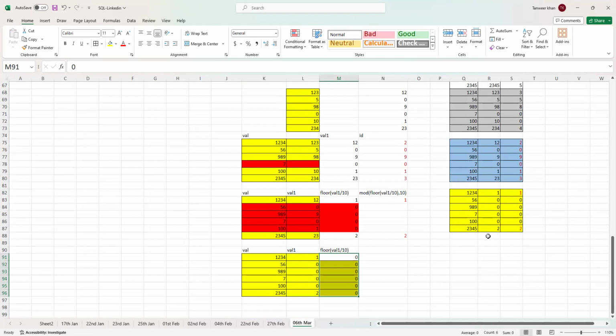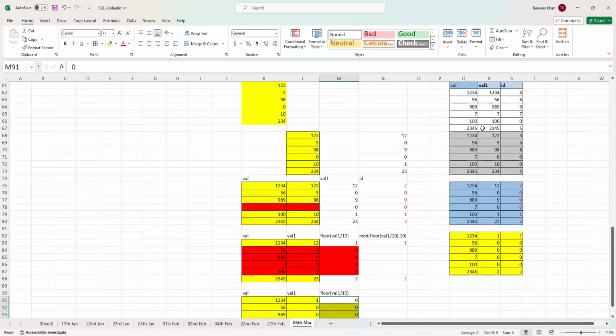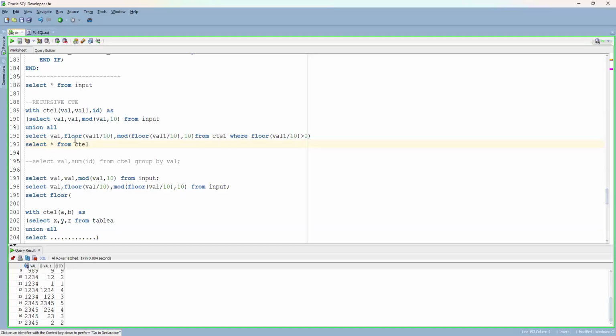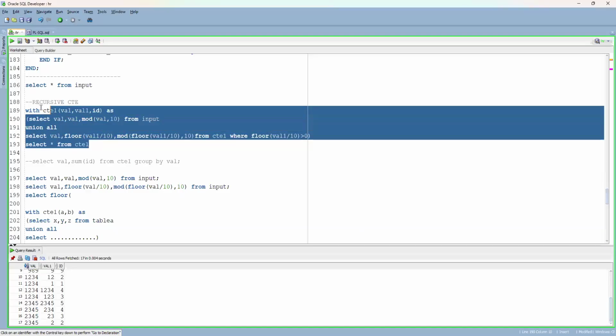Because now for each and every record, you extracted the unit part, 10th part, 100th part, and 1000th part. Now, if I execute this query, check the output. This is what you are getting, right?